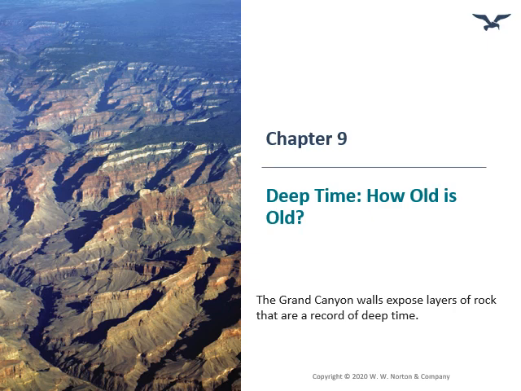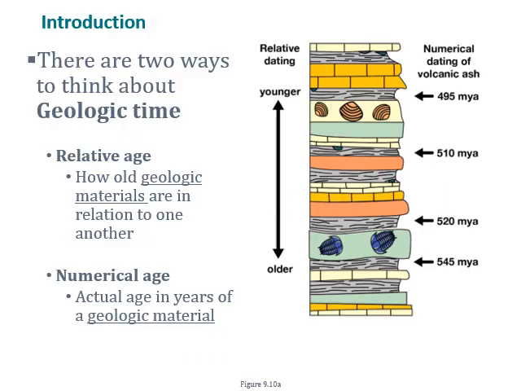So now we'll go into geologic time. There are two ways to think about geologic time. These are in terms of relative ages and numerical or absolute ages. The first part of our lecture today will discuss relative ages, which is defined as how old geologic materials are in relation to one another. So in the diagram to the right, we have the units that are on the bottom being considered as older than the units on the top, which are younger. This is an example of relative dating.